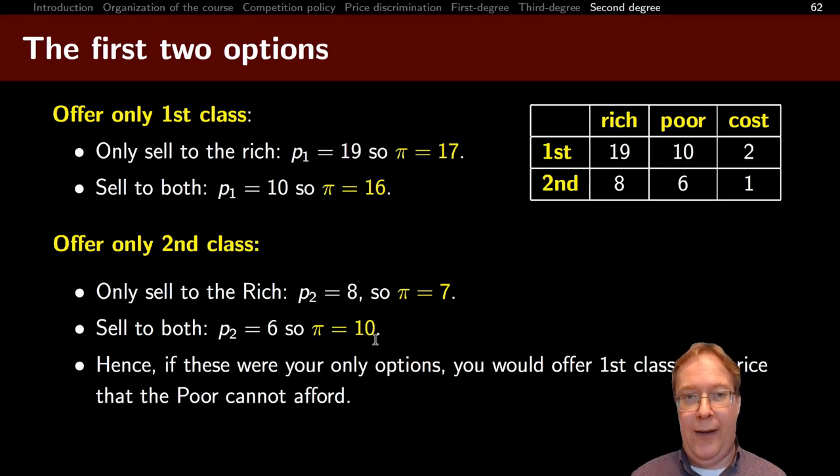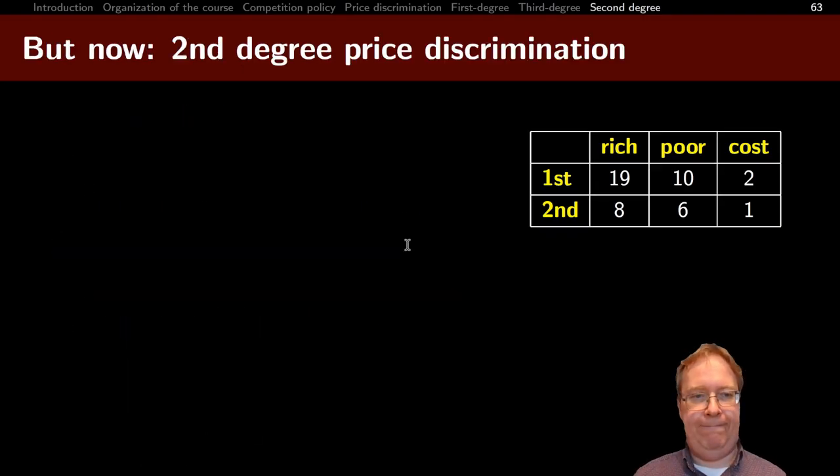So if I would only offer second class, then I would charge a price of 6, make both people buy, but still the option to offer only first class and charge a high price for that gives me way higher profits. So that gives me that bullet point. If these were my only options, I would offer first class at a price that the poor cannot afford.